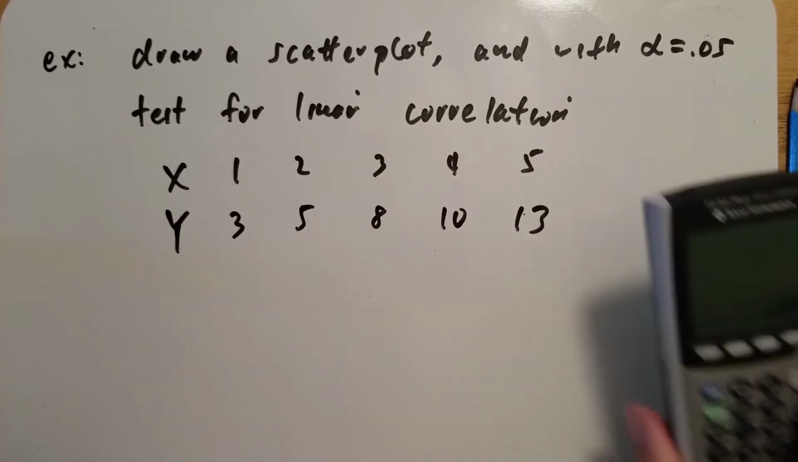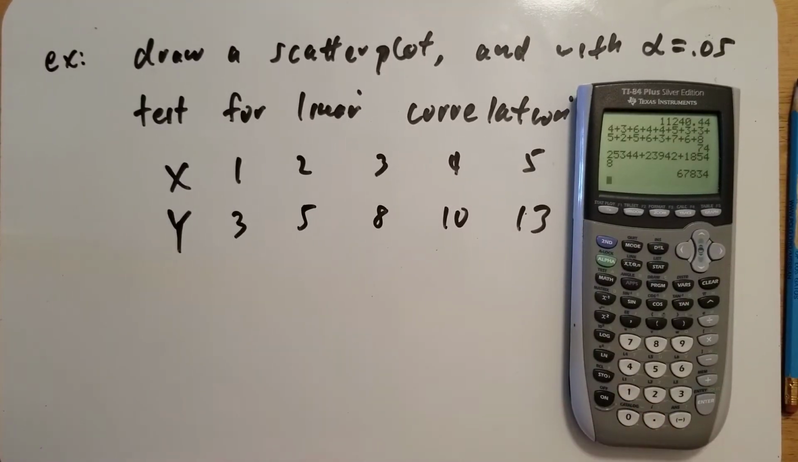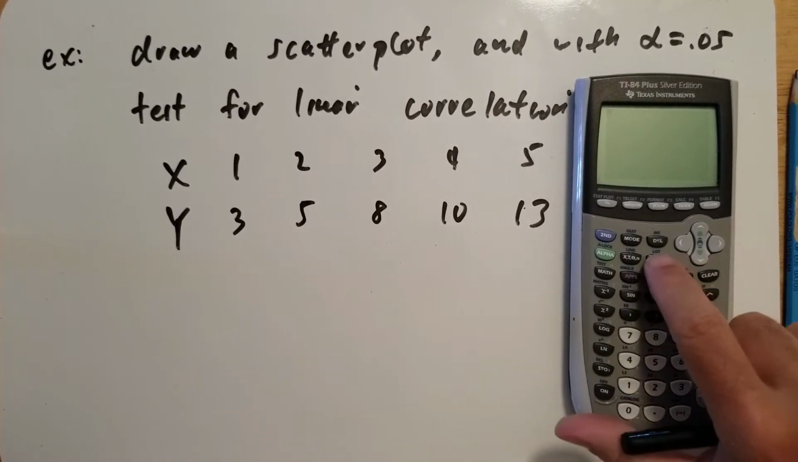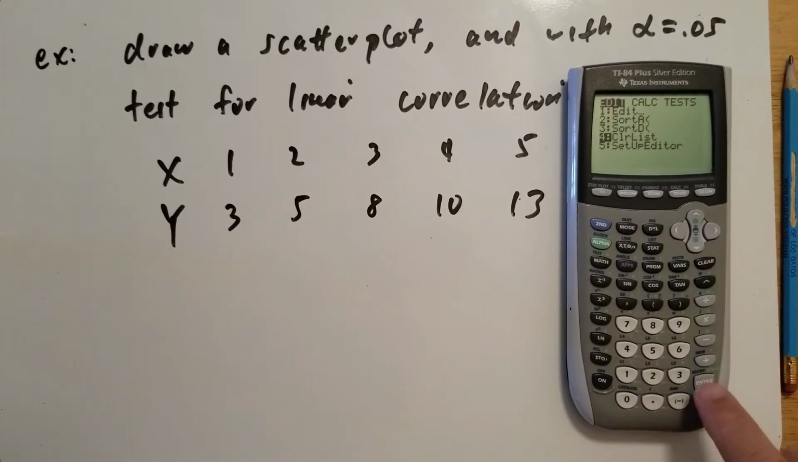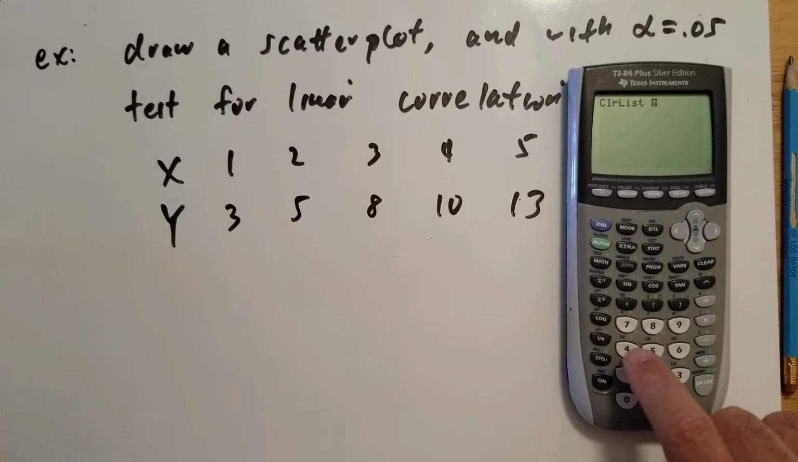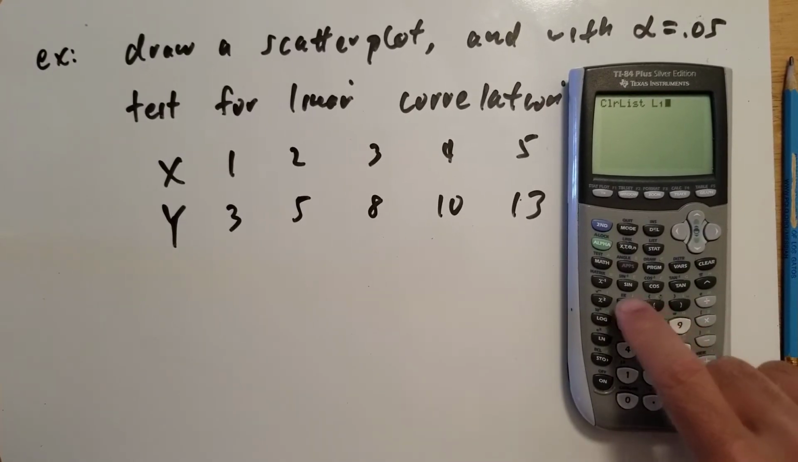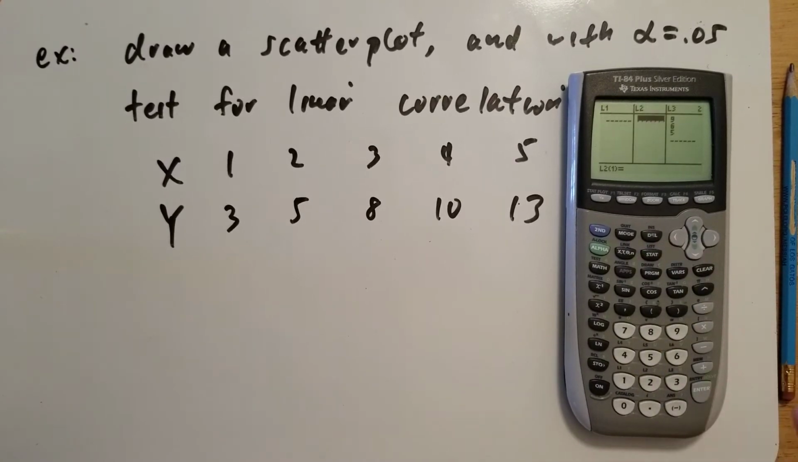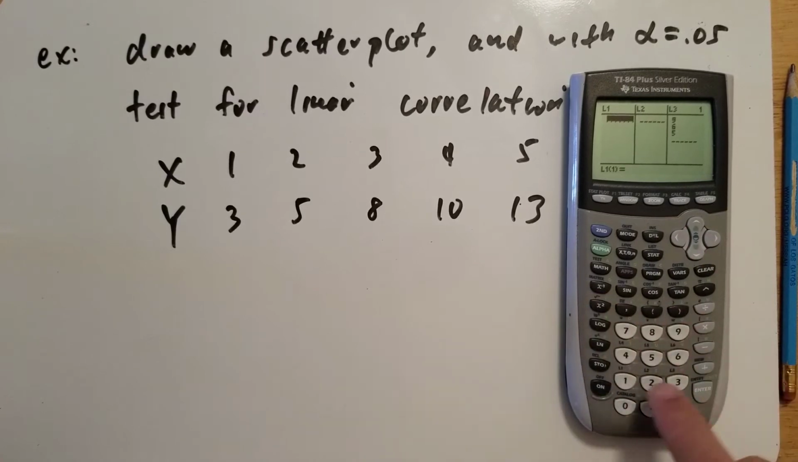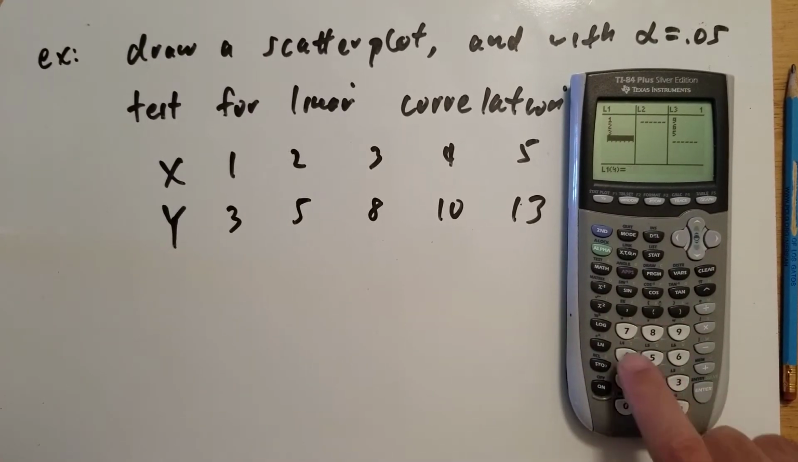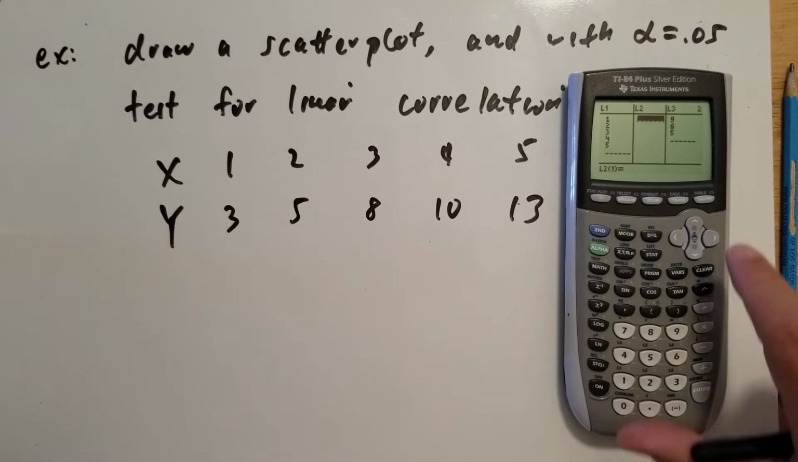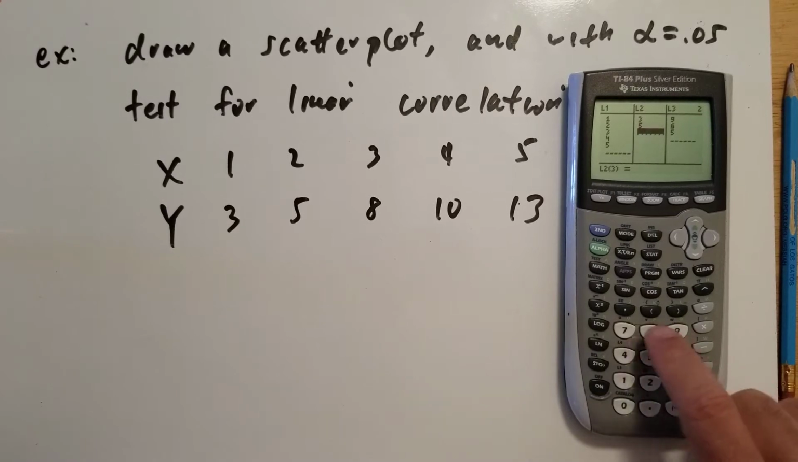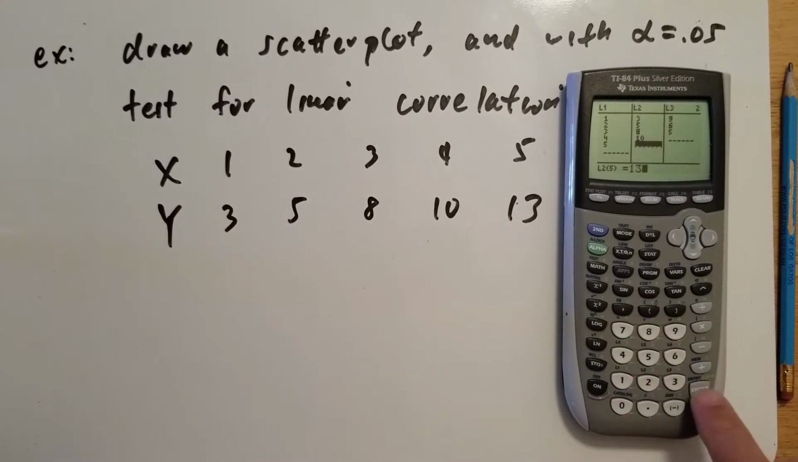So the first thing, for drawing the scatter plot, I'm going to enter these data points into lists. So the first thing I'm going to do is clear out list 1 and list 2 to get them empty. So clear list 1, comma, list 2, and then stat, edit. List 3 doesn't matter. So in list 1, I'm going to enter 1, 2, 3, 4, 5. And in list 2, I'm going to enter the y values 3, 5, 8, 10, and 13.